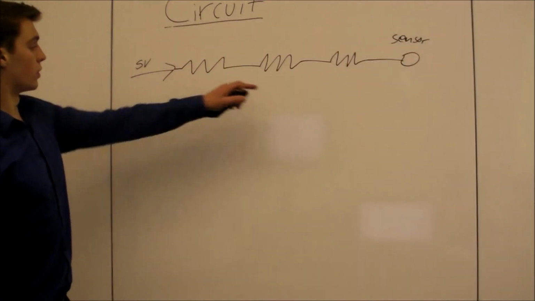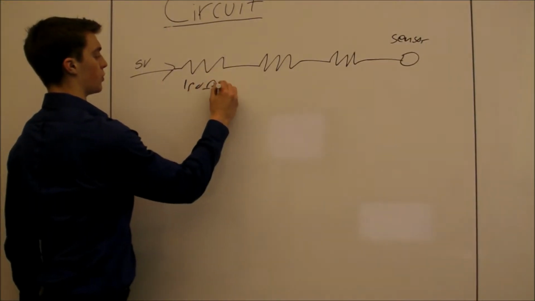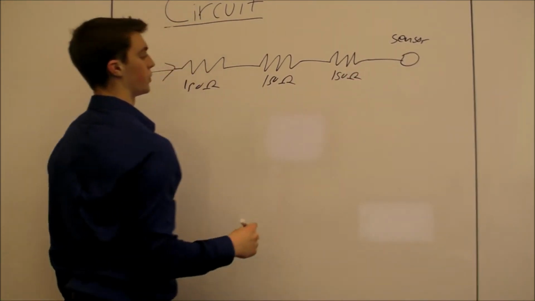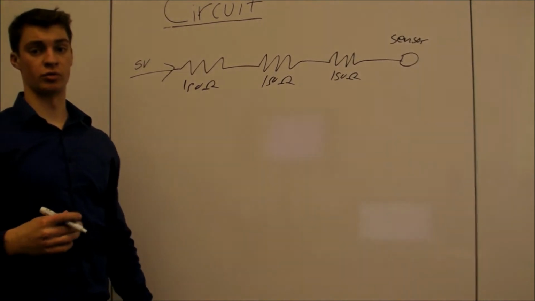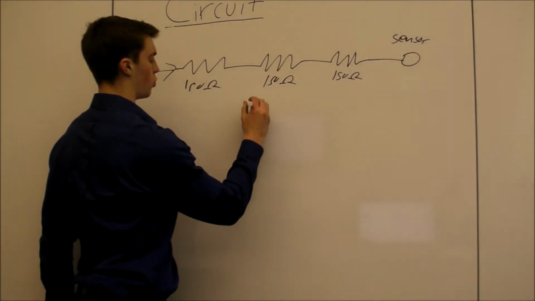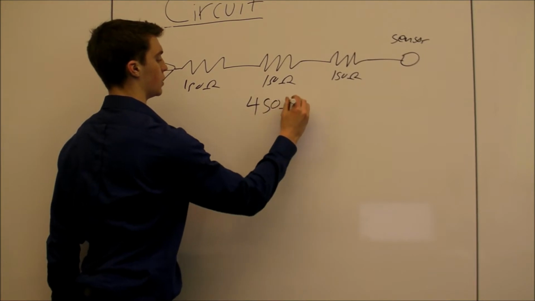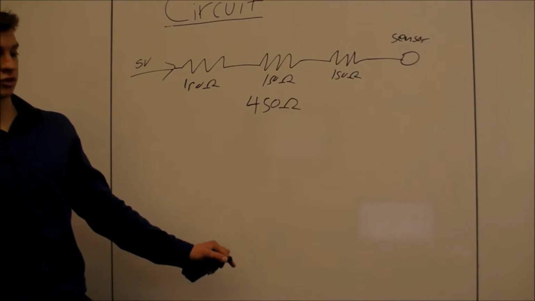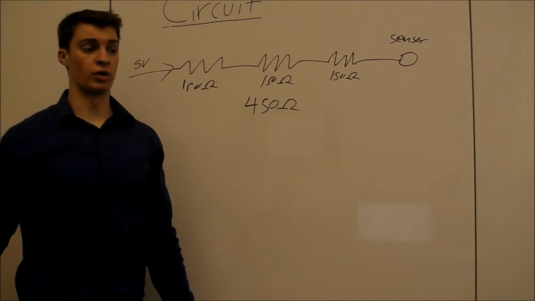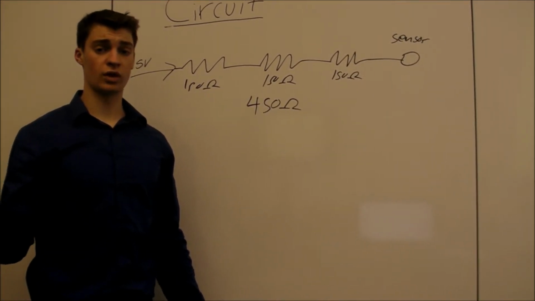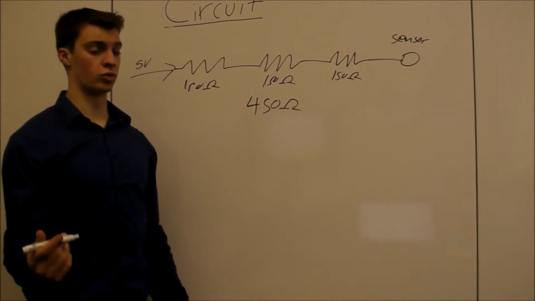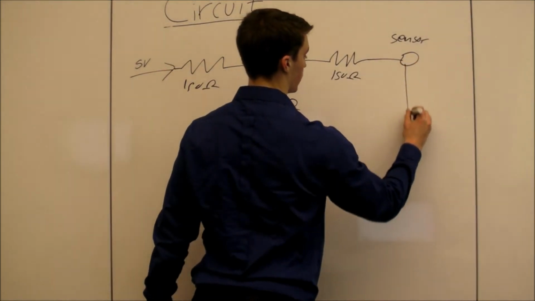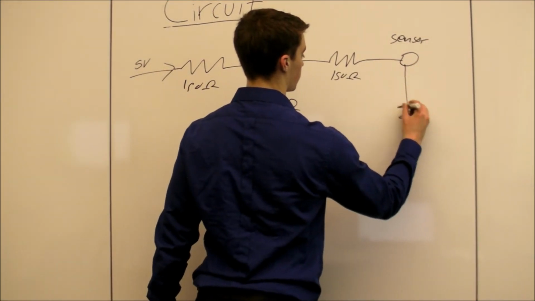Okay, so these are all 150 ohms, and because they're all in series as shown in the diagram, you can add their resistances together. So basically this is just one 450 ohm resistor. And so after the current passes through the resistor, it's going to go to the sensor, which will then allow the sensor to be able to read the light values in the room. And once it has gone through that, it will go to ground.